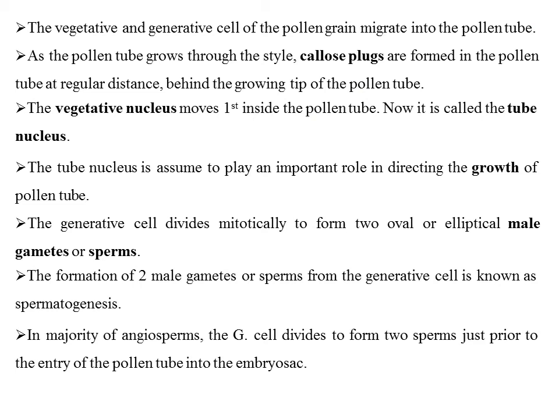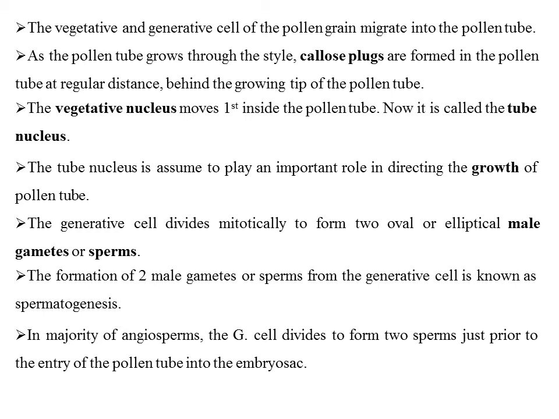Now, next, the vegetative and generative cell of the pollen grain migrate into the pollen tube. As the pollen tube goes through the style, cellulose plugs are formed in the pollen tube at regular distance behind the growing tip of the pollen tube. The vegetative nucleus moves first inside the pollen tube. Now it is called the tube nucleus.